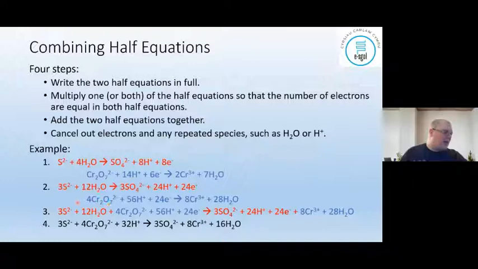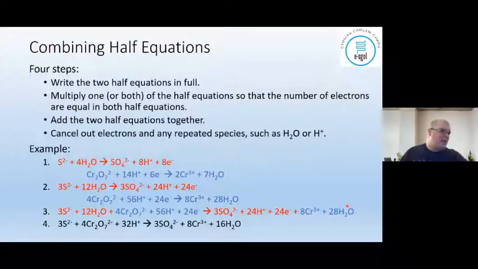Once we've done that, we combine them all together again. Okay, and this time not only have we got electrons on both sides, but now we've got H+ and water on both sides as well. So we need to look at cancelling these out. Well, we've got 12 waters on the left-hand side and 28 on the right.